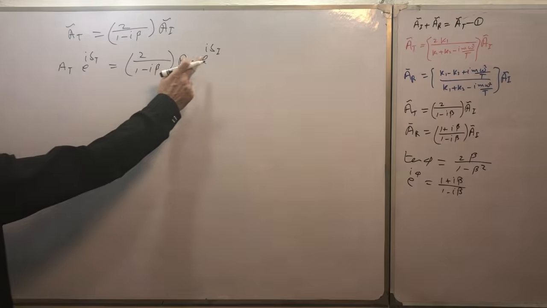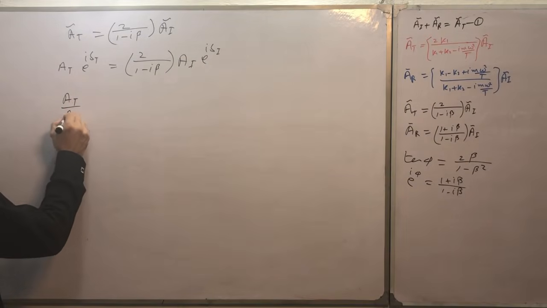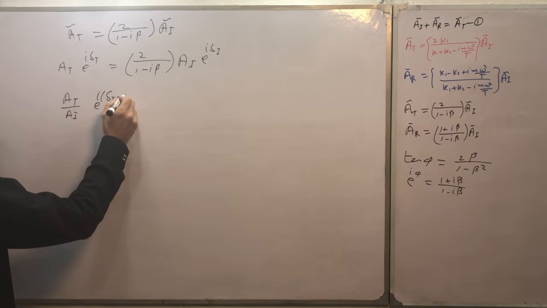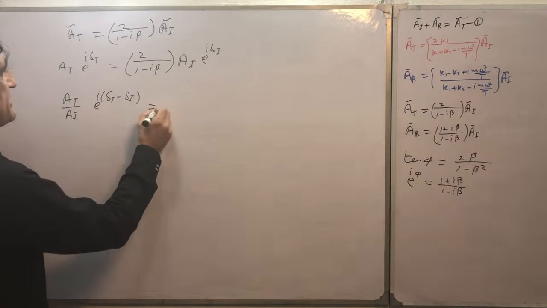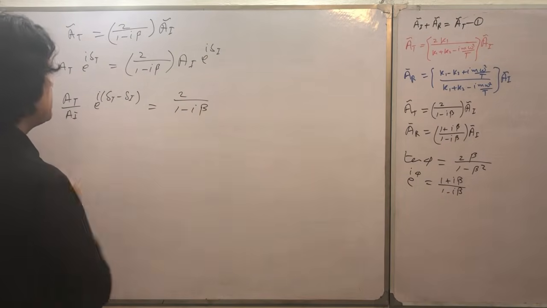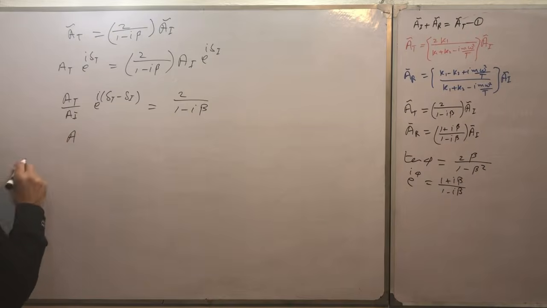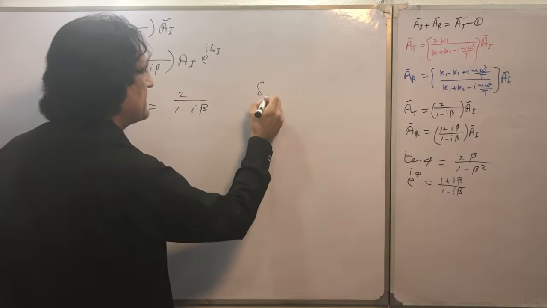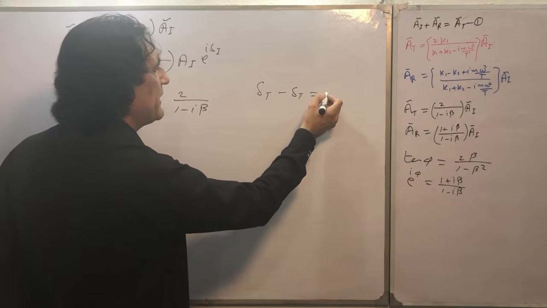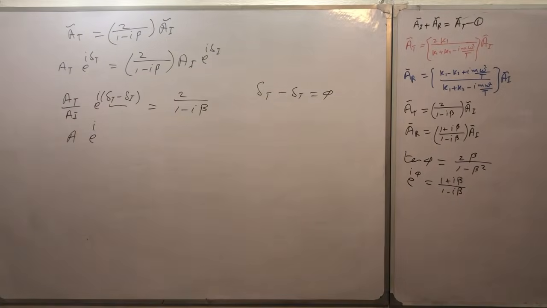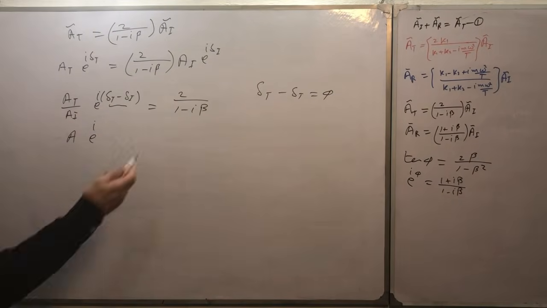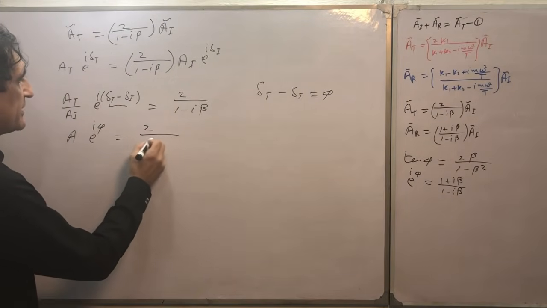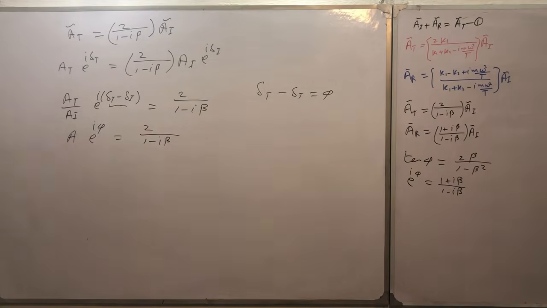Because here, if I consider this A_t divided by A_i e^{iδ_t − iδ_i}, which is equal to 2 divided by 1 minus iβ, and this, if I consider this as A e^{iφ}, now this is δ_t minus δ_i. You may consider this φ some other angle. It depends upon you. I consider this as φ. Then A e^{iφ} is equal to 2 divided by 1 minus iβ.